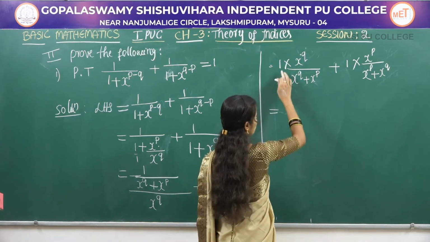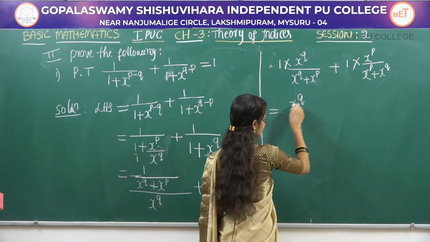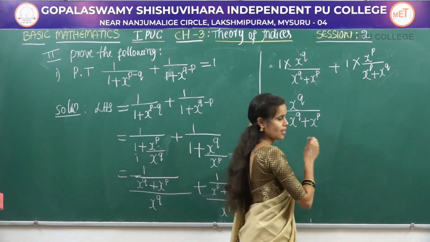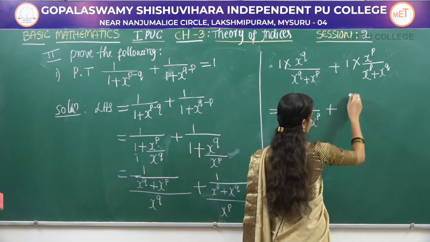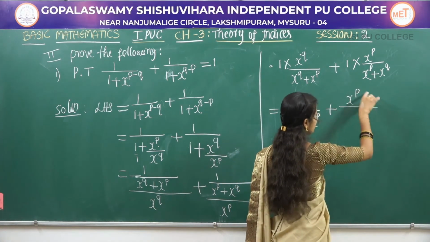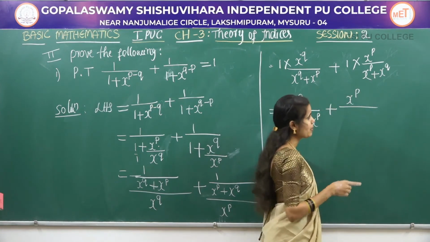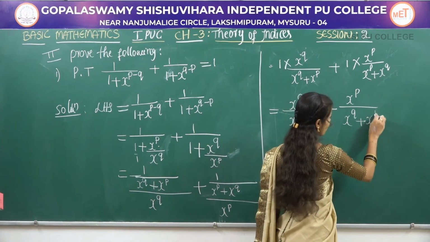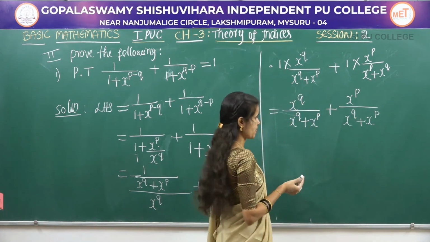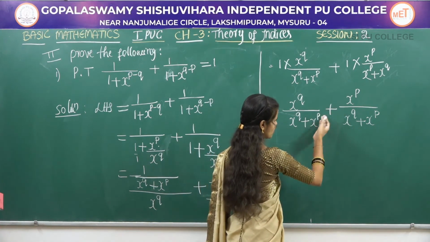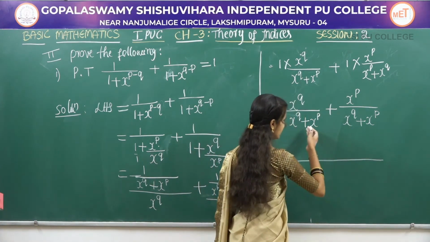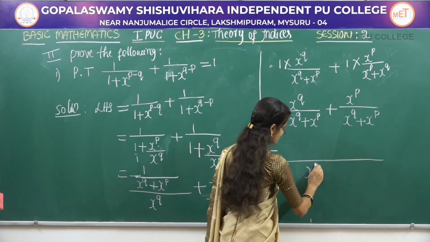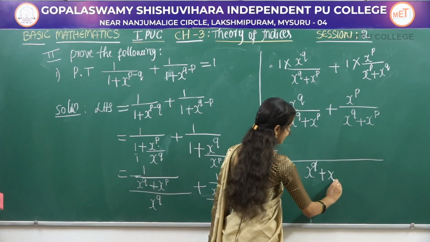Okay, next 1 into x to the power of q, x to the power of q divided by x to the power of q plus x to the power of p, plus 1 into x to the power of p, x to the power of p divided by x to the power of p plus x to the power of q. This can be written as x to the power of q plus x to the power of p. Okay, commutative property. Now add these two terms, fractions, therefore LCM. For the denominator, observe the denominator is the same, x to the power of q plus x to the power of p. Therefore the LCM is x to the power of q plus x to the power of p.